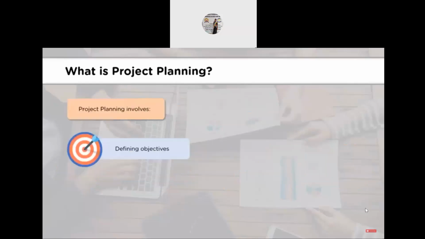Project planning includes the following things. The first and foremost thing is describing the objectives or outputs we are expecting the project to yield. Second, we have the elaboration of the scope to make sure what the project is all about and what all can be expected from the project.